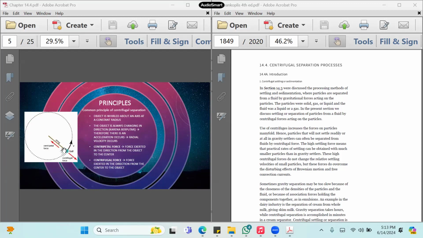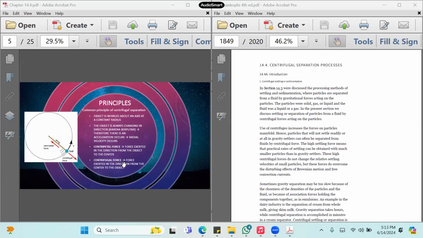There are two forces exerted from the object. First is the centripetal force, the force exerted in the direction from the object to the center. The second is the centrifugal force, the force exerted in the direction from the center to the object. The centrifugal force is the force that makes the heavier density particle or material move to the outer part of the vessel.